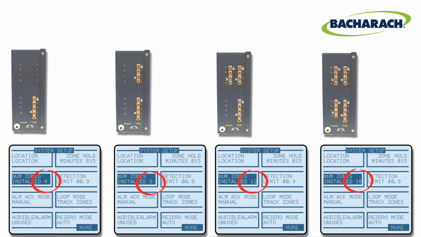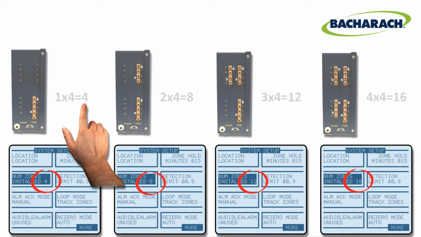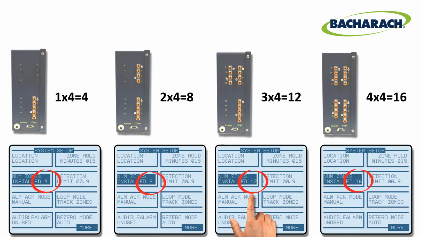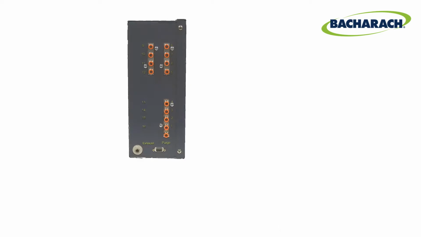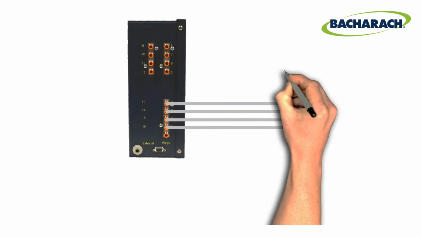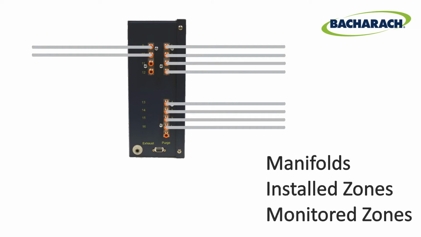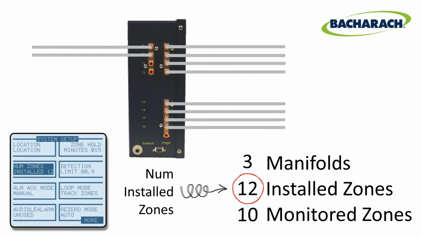To do this visually, inspect the side of the MZ chassis and multiply the number of manifolds by 4. This number should match the number in the Num Zones Installed setting. If not, change it. Note that the number of installed zones may be more than the actual number of zones you plan to monitor. For example, an application requiring 10 zones to be monitored will require 3 manifolds or 12 installed zones. In other words, set the Num Zones Installed setting to the physical number of manifold zone inlets installed in your MZ, either 4, 8, 12, or 16.